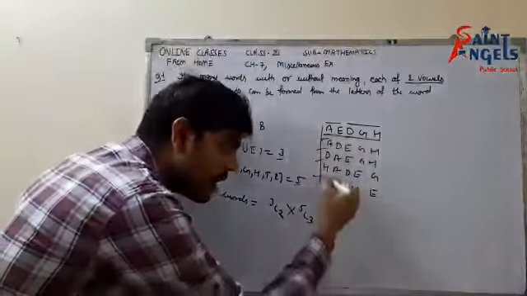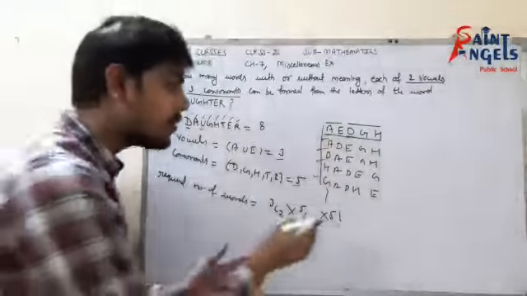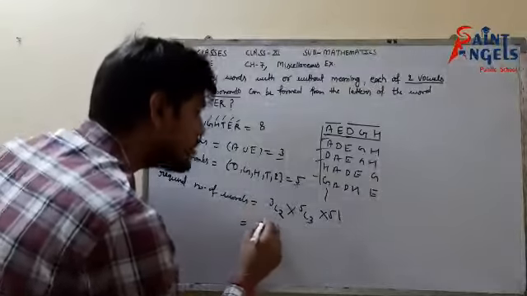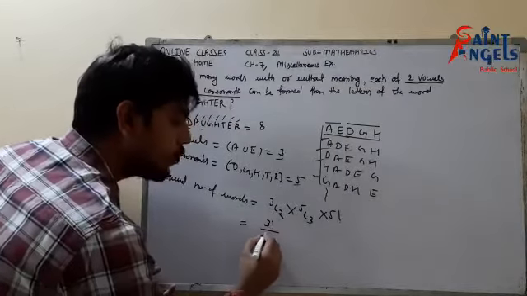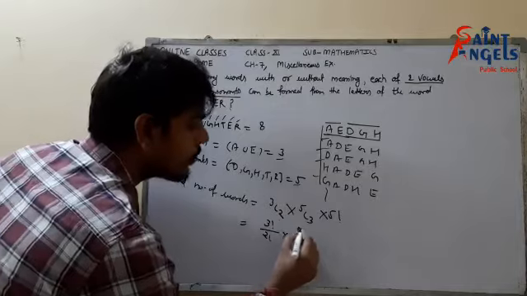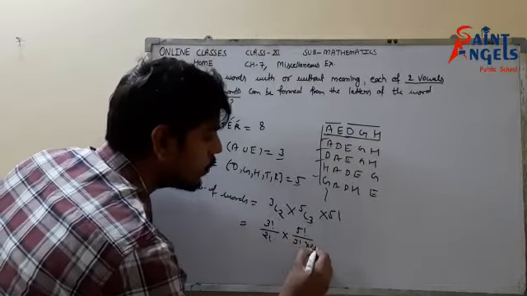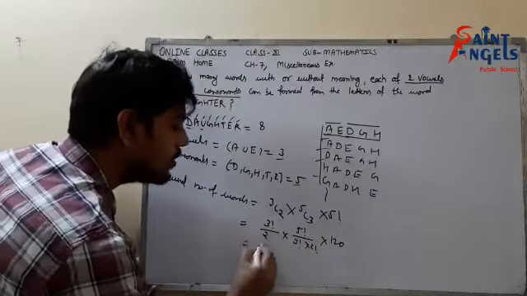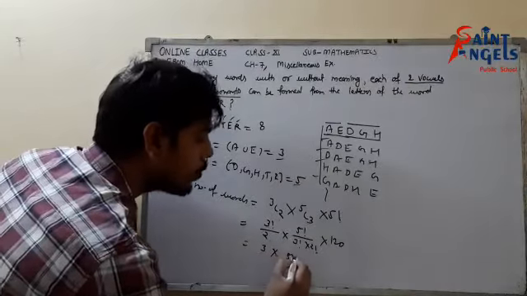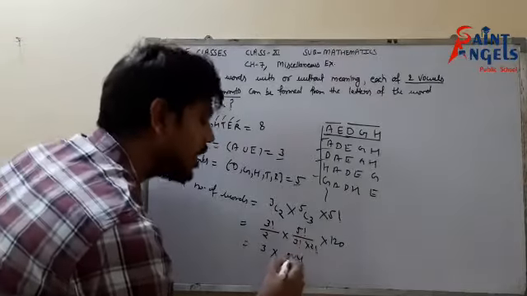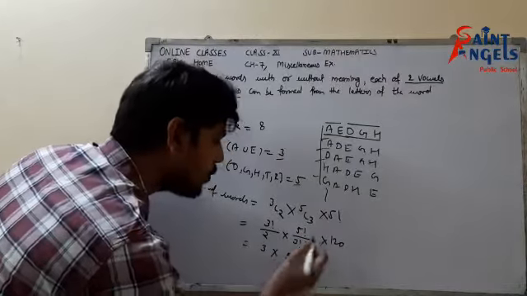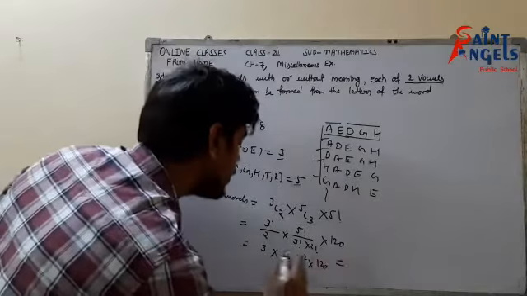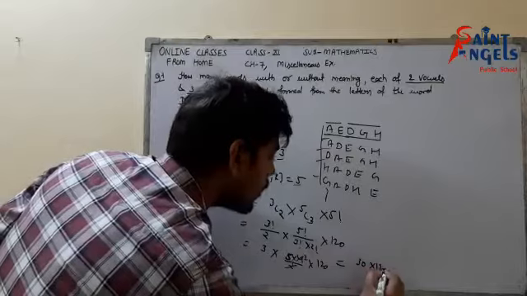There could be 5 factorial ways in which these can be arranged. So our final answer would be 3C2, which means 3 factorial upon 2 factorial into 1 factorial, into 5C3, which is 5 factorial upon 3 factorial into 2 factorial, into 5 factorial, and that is 120. So that would be 3 into 10 into 120, which is 30 into 120.